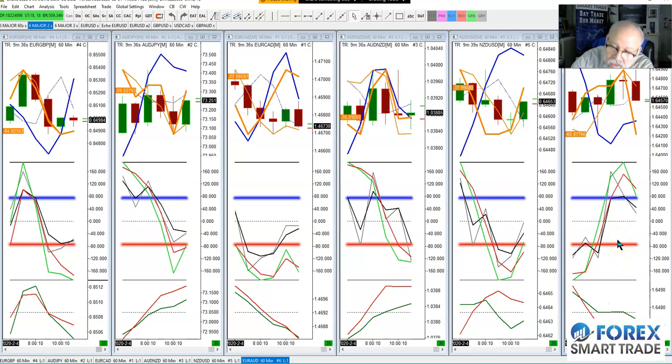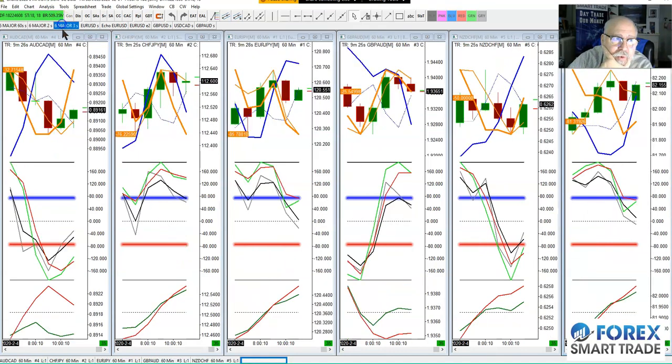Let's look at Euro AUD. I want to just see if we have anything better real quick, because we'll take two trades.